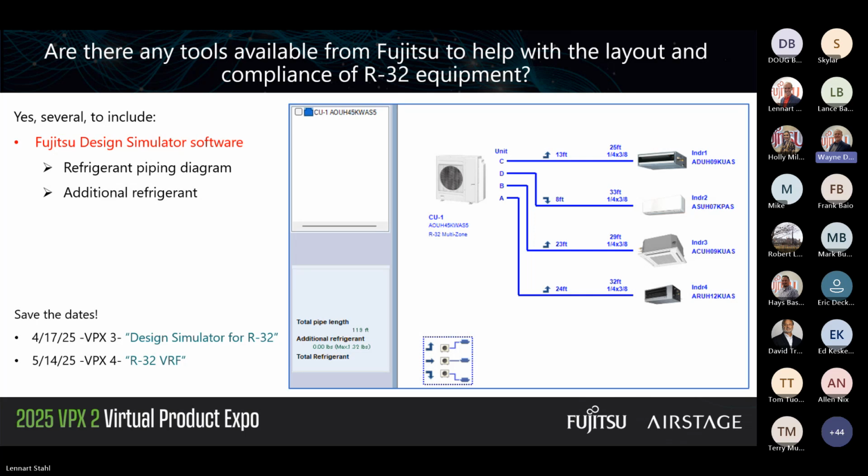And speaking of Design Simulator, on the bottom left, save the date. In about a month, we're going to have a webinar specific to our J series, with the focus on Design Simulator use for R32 systems. And then about a month after that, Vikas, our commercial product manager, will cover the entire breadth of the R32 VRF line. Next slide.